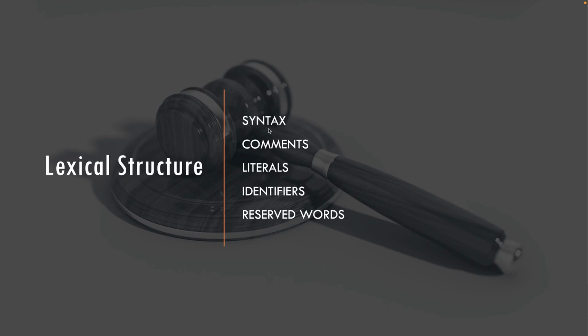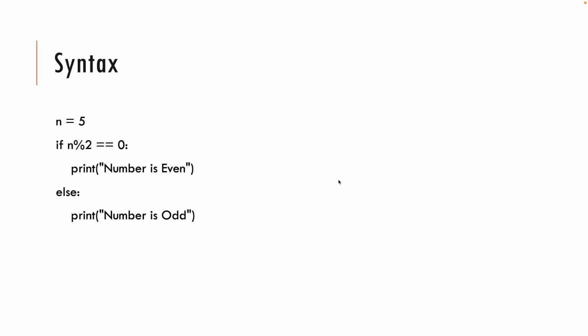That way, for the syntax of a programming language, you are writing this program for whom? For the Python interpreter to understand. And we have already learned the difference between interpreter and compiler, where the interpreter interprets statement by statement and executes. So we will learn syntax, comments, literals, identifiers, and reserved words. So what is syntax? This is overall.